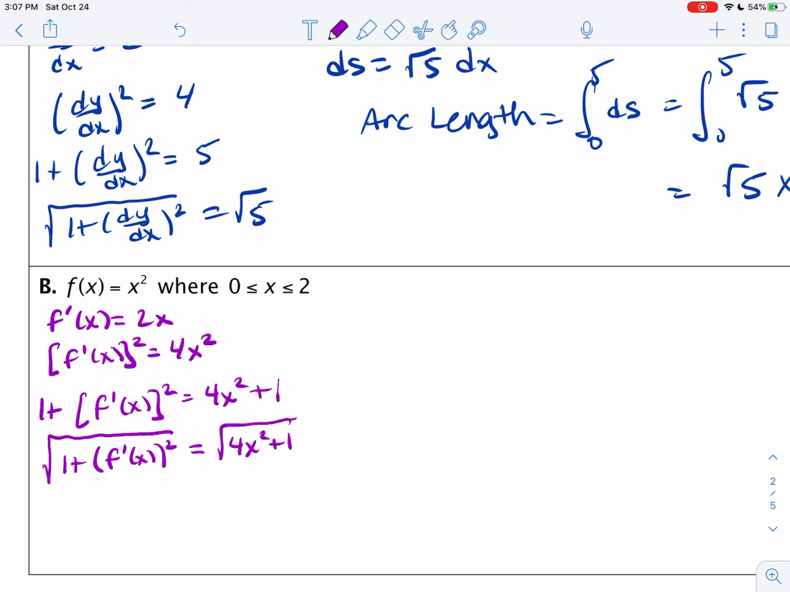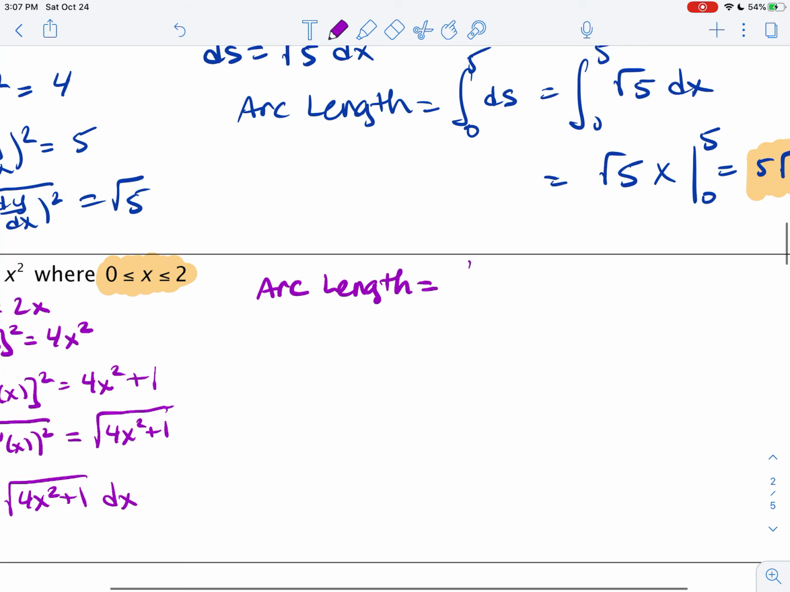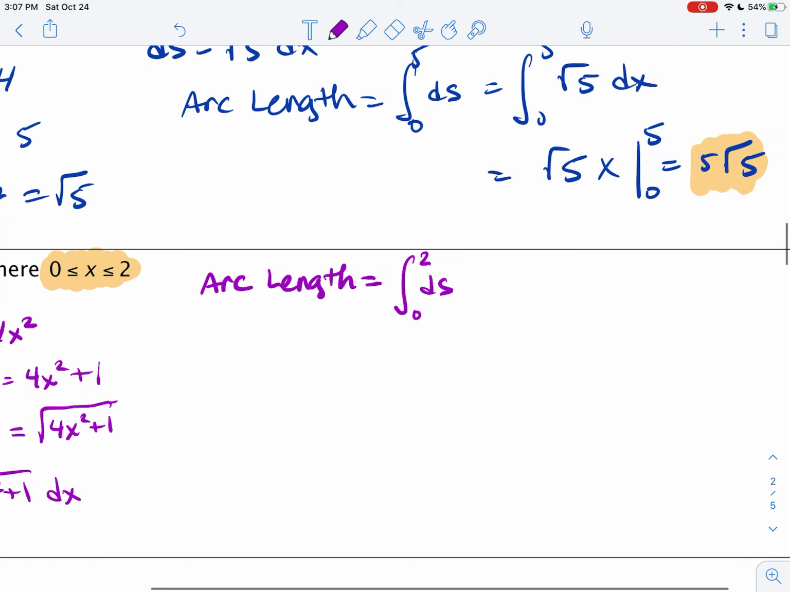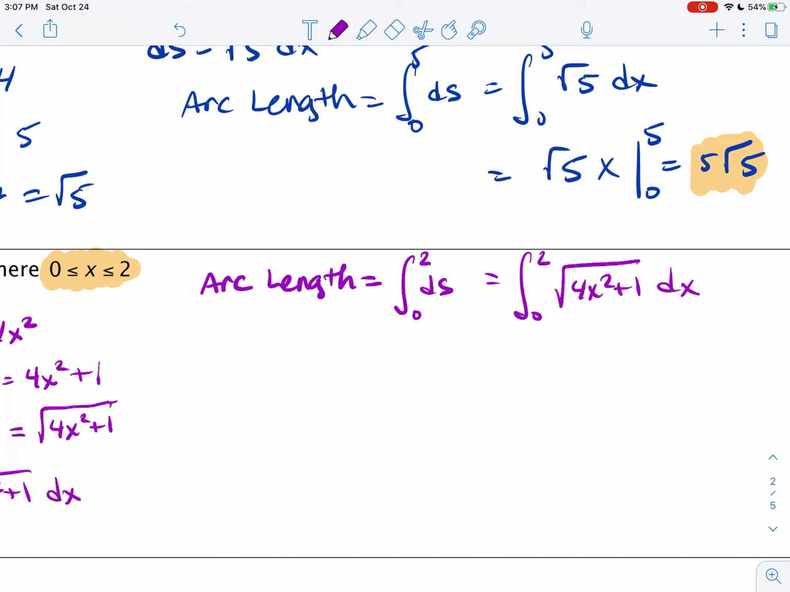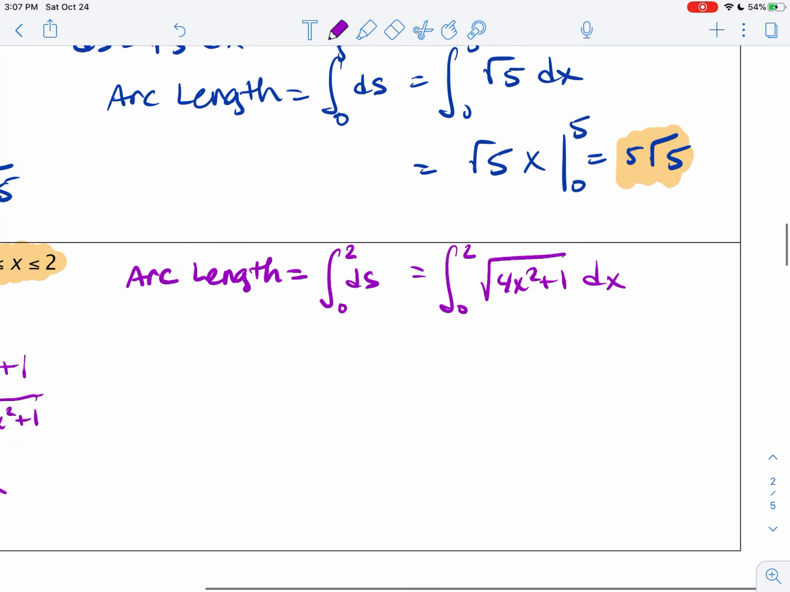And that's going to be the square root of 4x squared plus 1. There's nothing I can do to simplify that. It does not equal 2x plus 1. Do not distribute the half exponent. And our ds here is just going to be the square root of 4x squared plus 1 times dx. And so we now form our integral, and we use our range of x values to form that. So our arc length here is going to be the integral from 0 to 2 of our ds, and that's going to be the integral from 0 to 2 of the square root of 4x squared plus 1 dx.